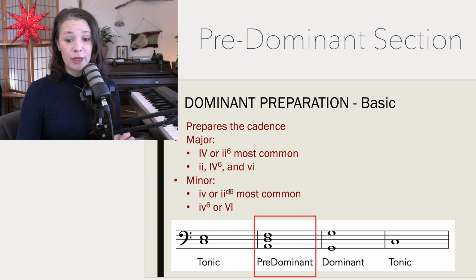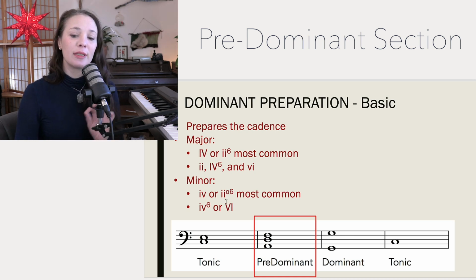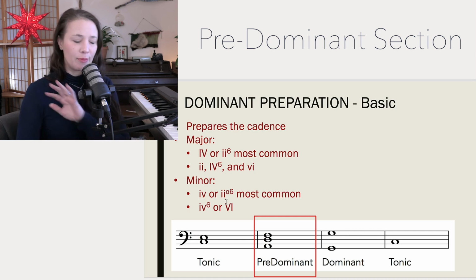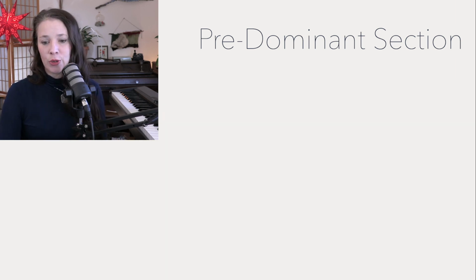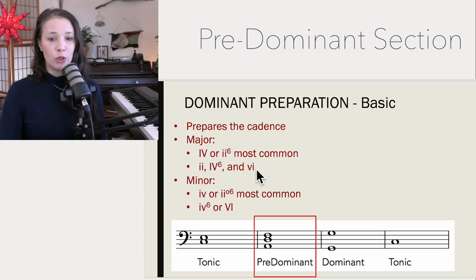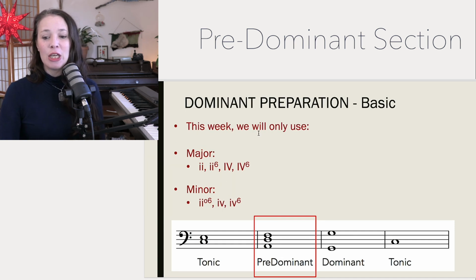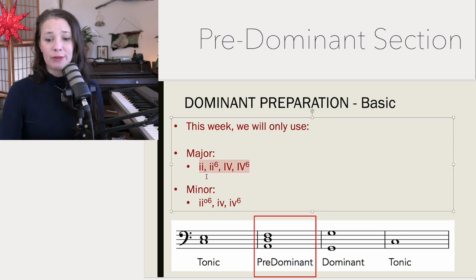In minor, we cannot have the 2 in root position because it's diminished, and we're not going to have diminished chords in first inversion the vast majority of the time. Here you have major and here you have minor, but again, for this week, no 6 chord. It's going to fill this predominant conductor announcing that you're almost there voice. For major, we're going to have 2, 2 6 4, or 4 6 4. And in minor, 2 diminished 6 4, and 4 6 4.